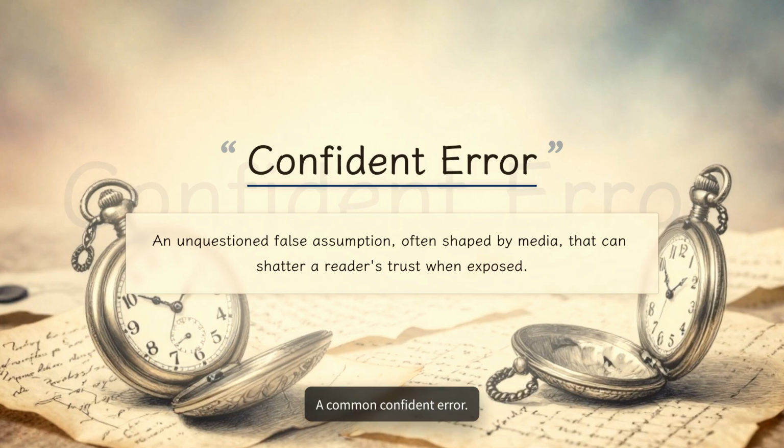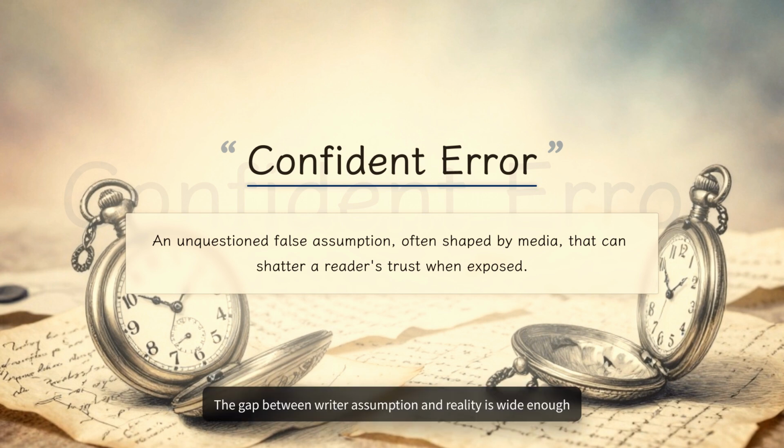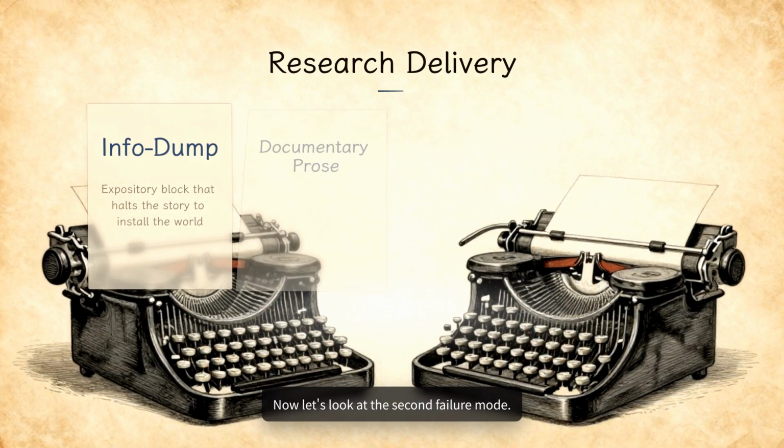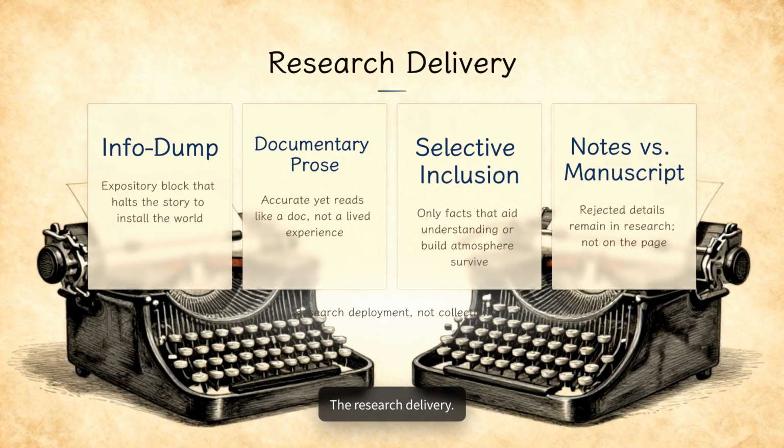A common confident error. Writers who believe a gun silencer produces the near-silent sound you hear in film and television. In reality, an actual suppressor reduces a gunshot to somewhere around 130 decibels. Still loud. Still unmistakable. The gap between writer assumption and reality is wide enough to pull any reader who knows firearms straight out of the story. So the lesson here is to interrogate your confident knowledge as carefully as your uncertain knowledge, especially when it comes from movies and television.